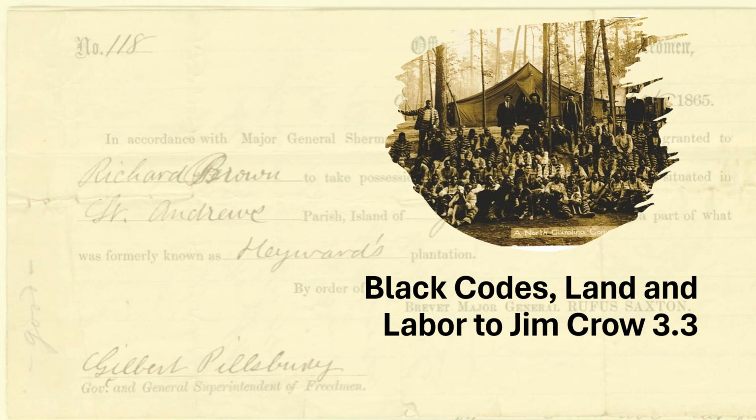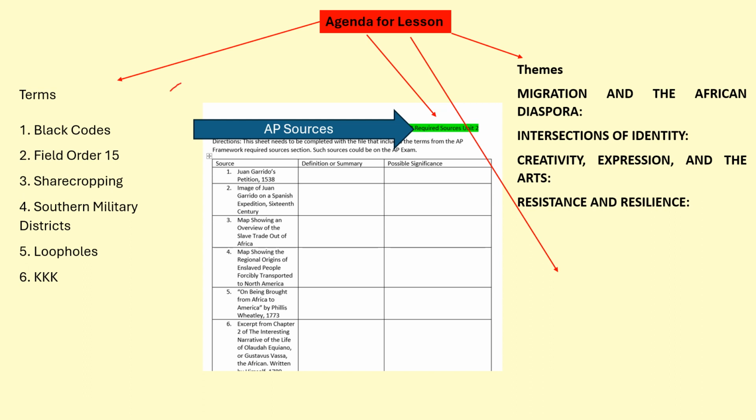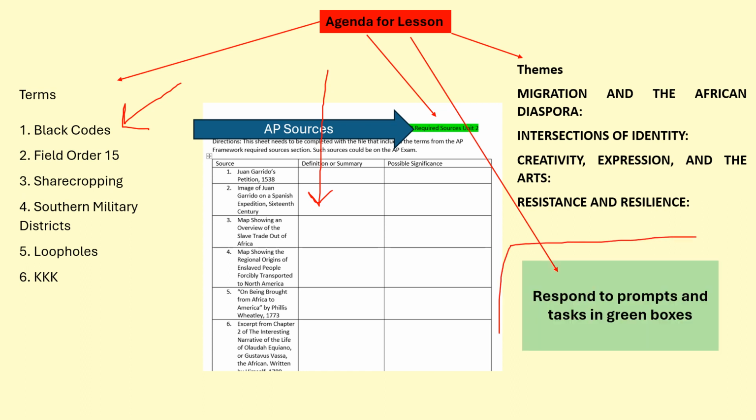Topic here is Black Codes, Land and Labor to Jim Crow. At the end of this assignment, you want to be familiar with these terms. You'll need to complete the sources worksheet. And as you see this green box, you want to respond to those series of prompts and or tasks.